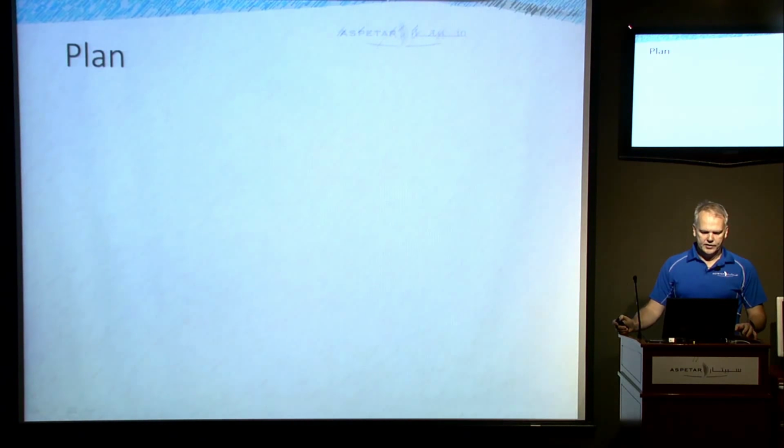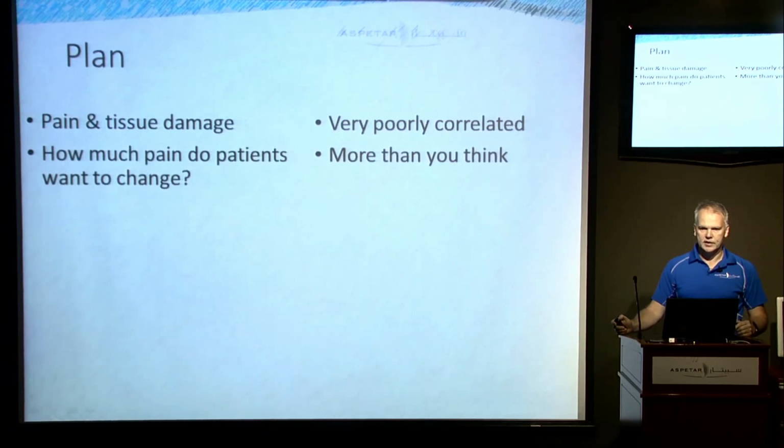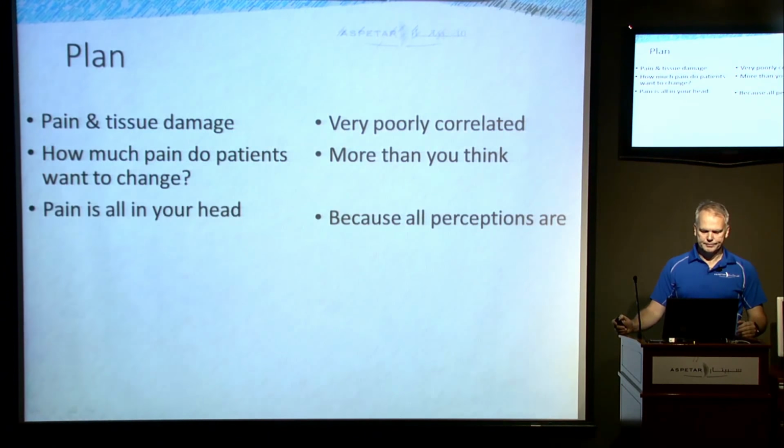So here's the plan. Here are the things I want to try and get across to you. We want to try and understand that there's a very tenuous, precarious, and probably even absent link between tissue damage and what patients perceive as pain. I want to talk about measuring pain, and I'd invite you to say that the ways we've classically been doing it are wrong and not helping our patients.